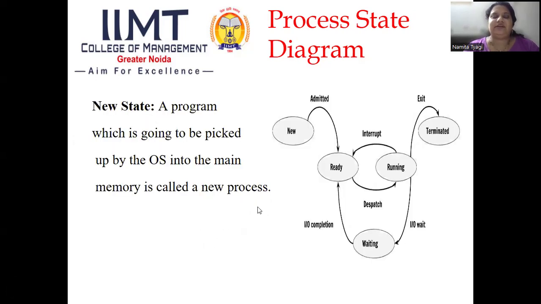So when we talk about the new state, the program or process which is going to be picked by the OS into the main memory is called a new process. This state is said to be the new state when the process is not yet created. It is about to be created, meaning it is picked by the OS.